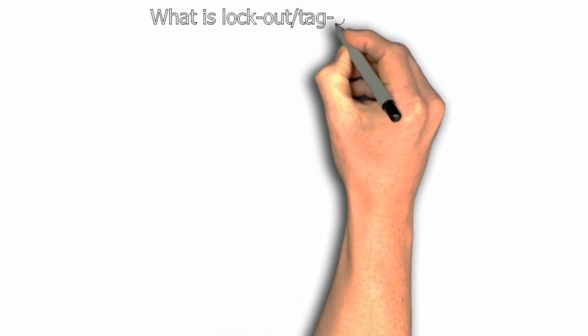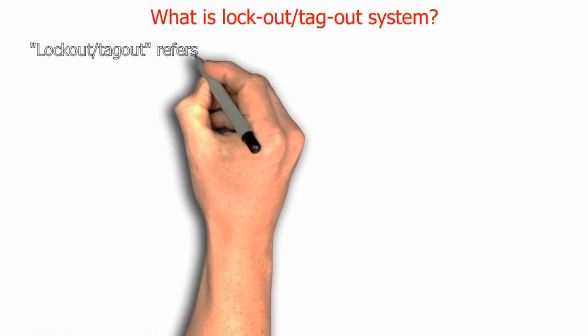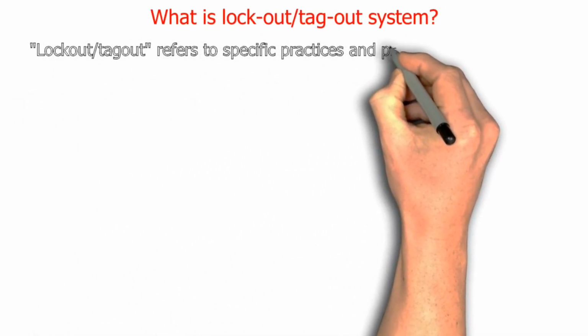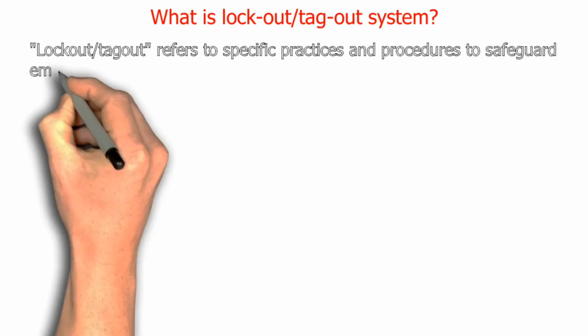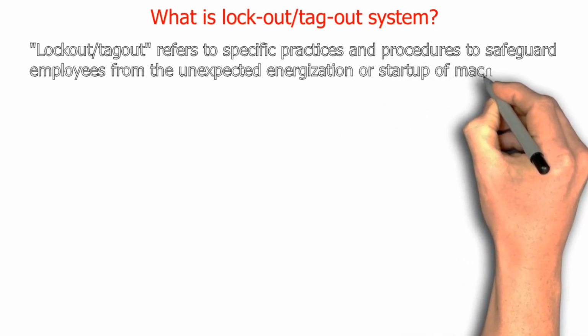What is a lockout/tag-out system? Lockout/tag-out refers to specific practices and procedures to safeguard employees from the unexpected energization or startup of machinery and equipment.